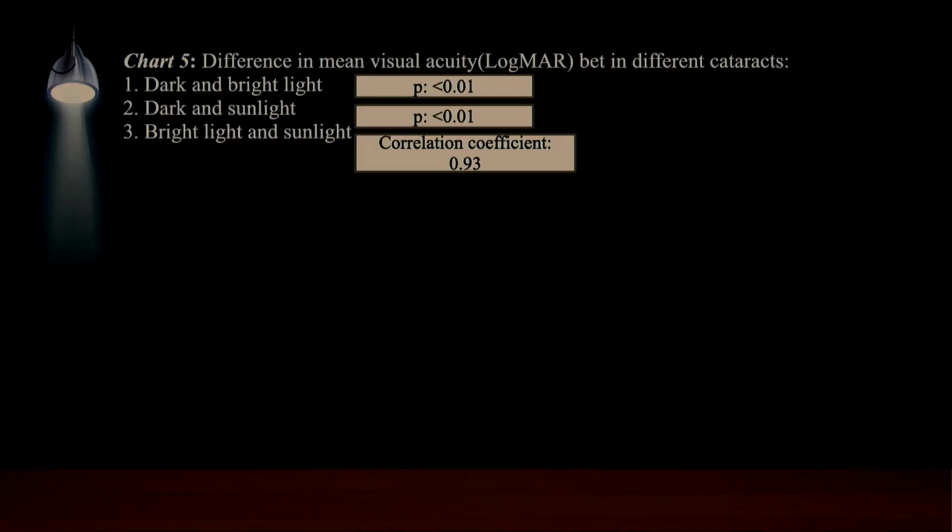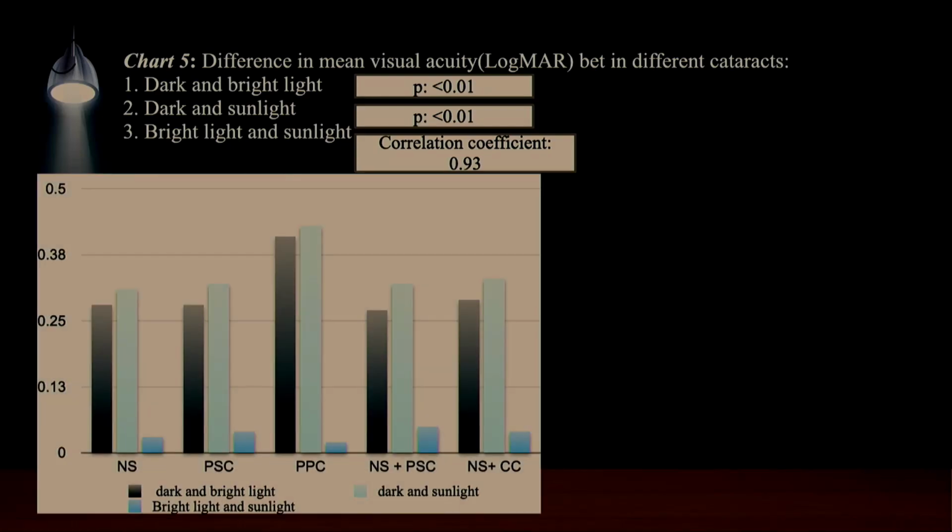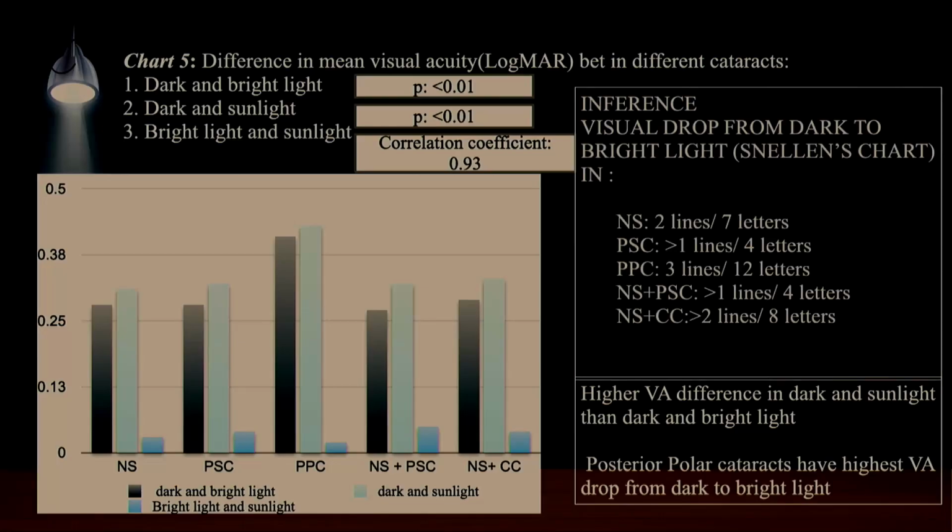So basically we saw that there's a significant difference between dark and bright light evaluation, and between dark and sunlight evaluation. Between bright light and sunlight, there was a very good correlation. So we can use this in our settings. This is a huge difference between dark versus bright light and sunlight, and there's hardly any difference between sunlight and bright light.